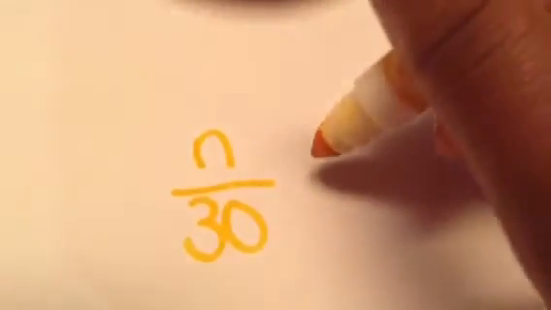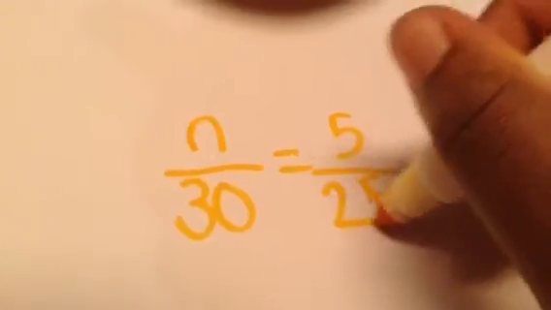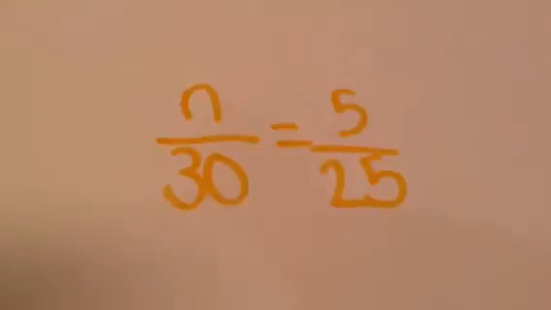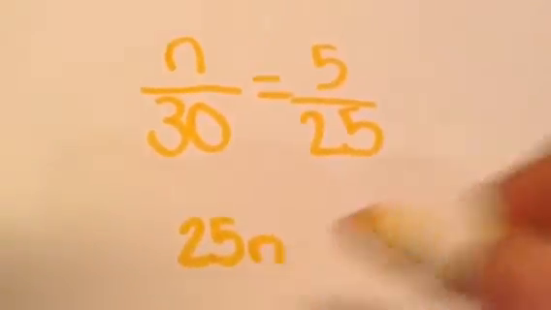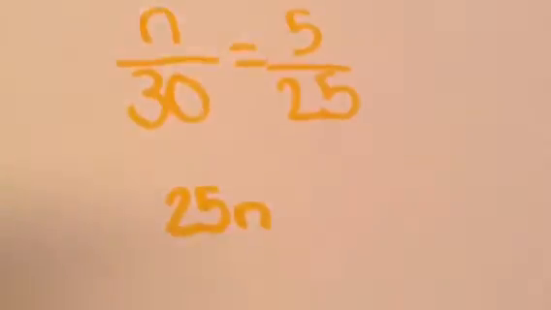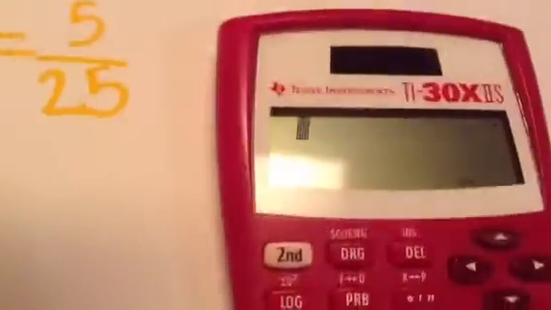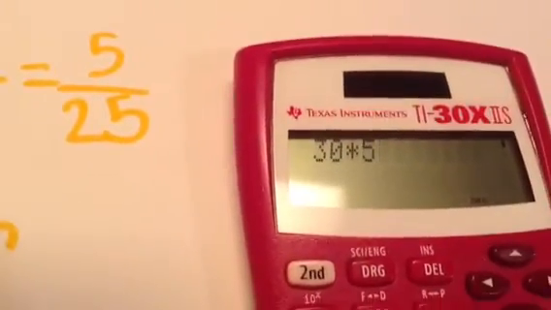7. Solve for N. So, N over 30 equals 5 over 25. So, again, we're going to cross multiply. So, it's 25N and 5 times 30. I need to do more multiplication. 150.